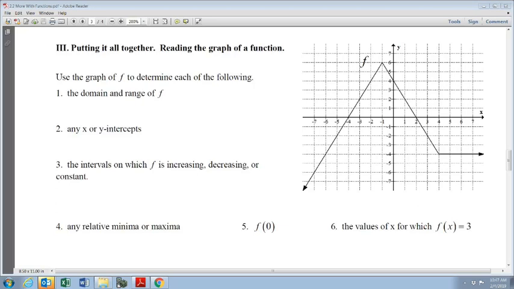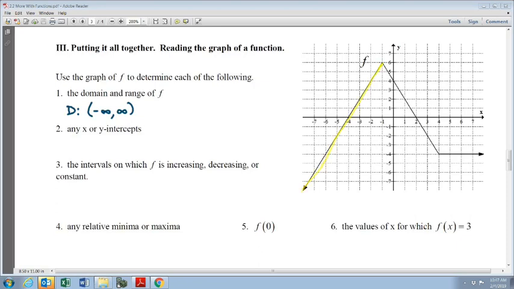So for the domain, we go from left to right. Notice we have no leftmost point here. This thing goes forever left. And we're hitting everything as we go to the right here. And then it goes forever right. And so we're going to hit every x value on this graph. There is no left or rightmost point, and we don't skip any, we don't have any gaps or anything like that. So the domain here is going to be all real numbers, negative infinity to infinity.